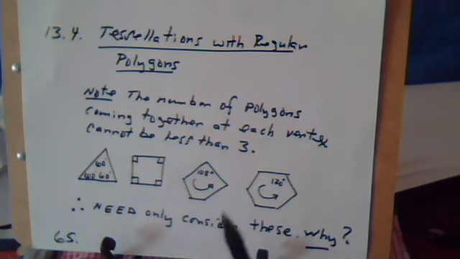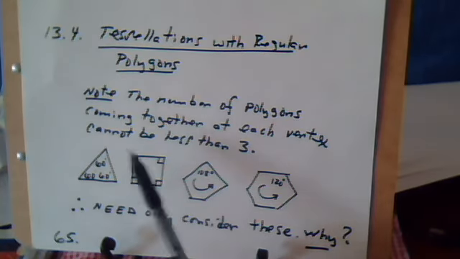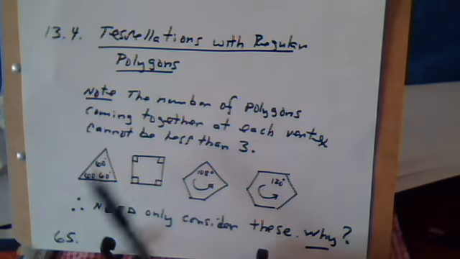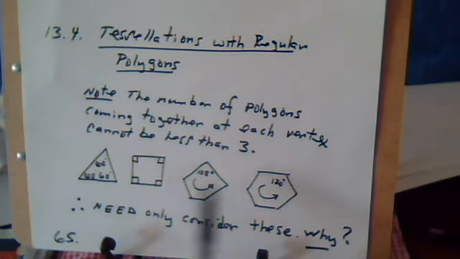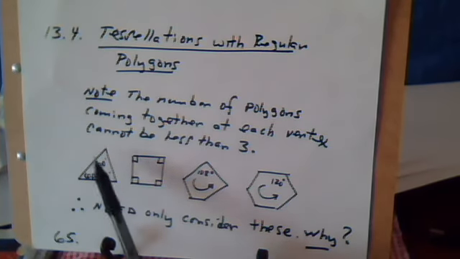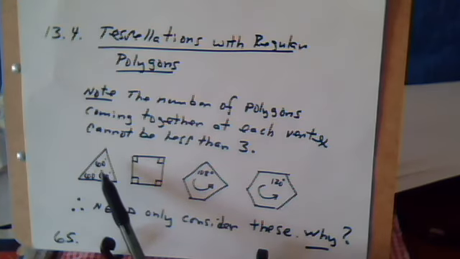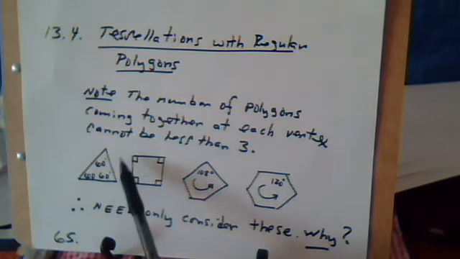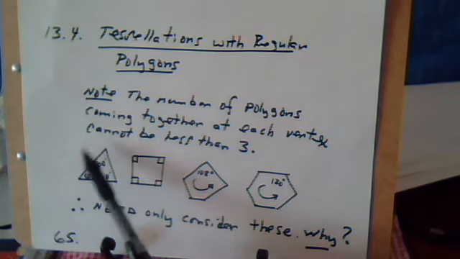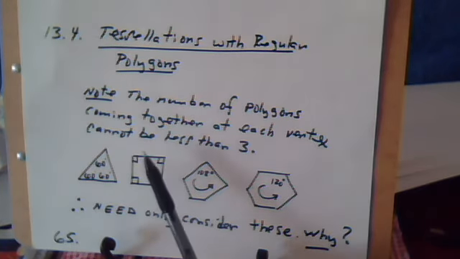Tessellation with regular polygons. Regular means the sides are equal and the angles are equal. The number of polygons coming together at each vertex cannot be less than 3. In other words, when you're going to tile the surface, you need at least 3 tiles. You could have more than 3, but at least 3. So if you see these figures here, and just imagine tiling the surface with just these around, the 60, I should be able to add this angle and come up with a sum of 360. Same thing here.